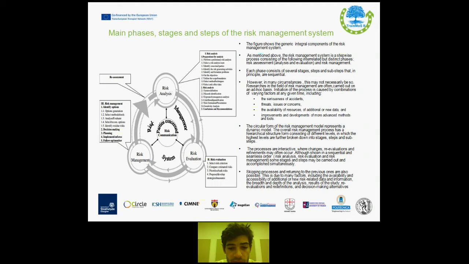Although in the graph the steps and the phases are shown in sequential and seamless order, starting from risk analysis, risk evaluation, and risk management, some stages and steps may be carried out and accomplished simultaneously. Skipping processes and returning to the previous ones are also possible. This is due to many factors, including the availability and accessibility of additional or new risk-related data and information, the breadth and depth of the analysis, results of the study, evaluations and redefinitions, as well as decision-making alternatives.